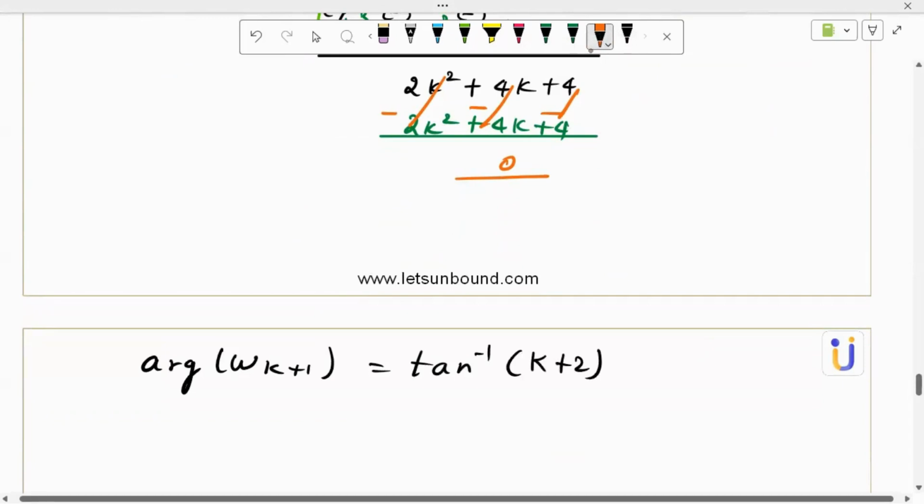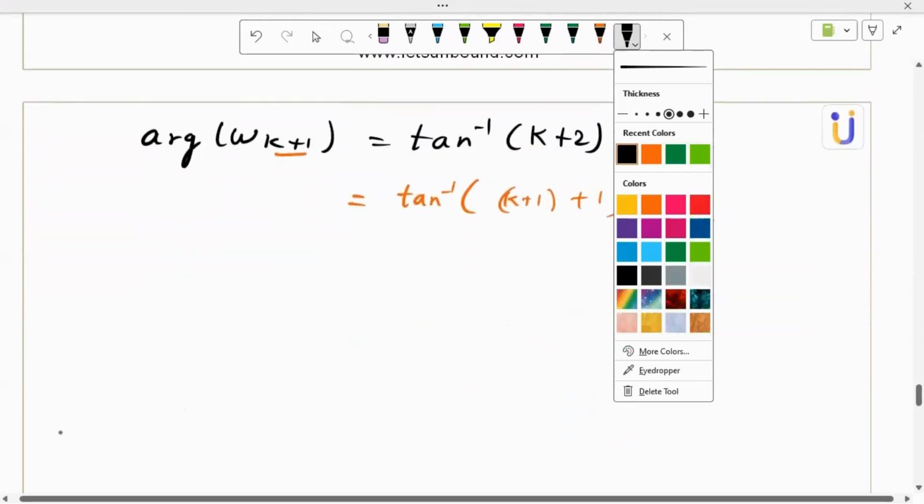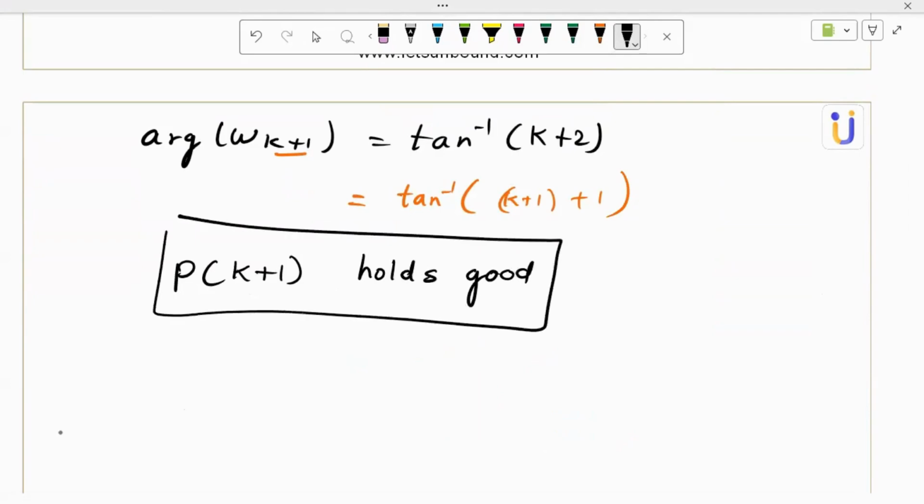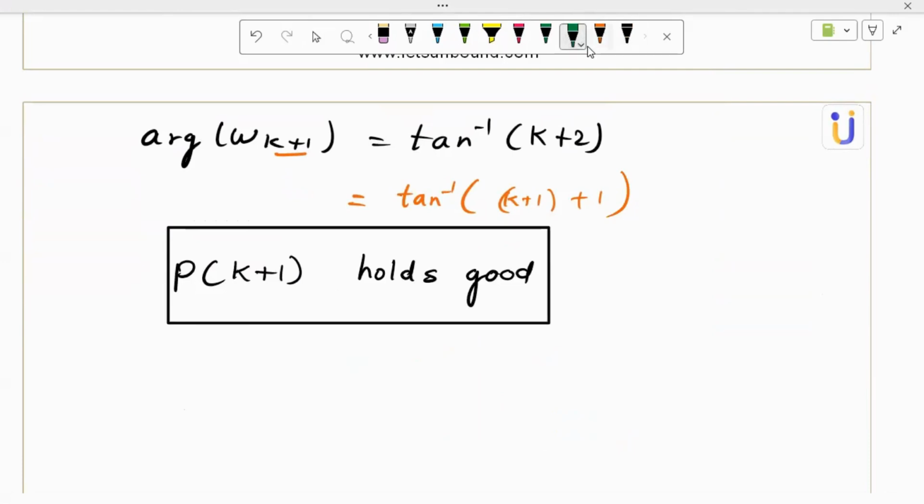This can be decomposed into tan inverse of (k plus 1) plus 1, because this is the form I'm looking for. Whatever I choose here, that plus 1. So for k plus 1, we have proved this with the assumption of k. So P of (k plus 1) holds good, or you can write true. All the logic things we have applied here. Now the conclusion is important. For the very first value, yes, the theorem works. When I assume for some random k value that the theorem is working, then it works for the very next value. This is mathematical induction.